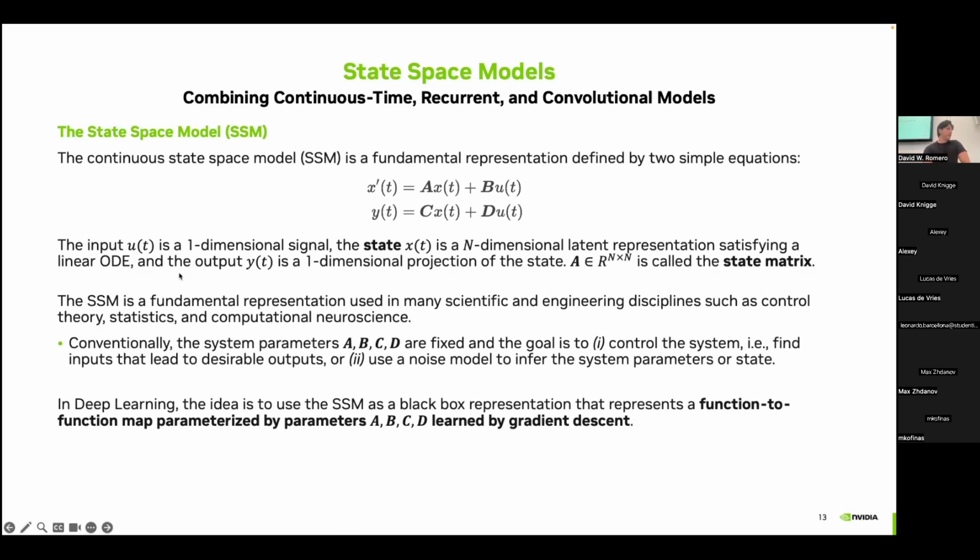Right, and so the input is a one-dimensional signal. The state is an n-dimensional signal, so you're projecting up. And then the output is also going to be a one-dimensional signal. So basically what you're doing is you are taking your input, you are expanding it into an n-dimensional space, doing operations there, and then you propagate back to a one-dimensional signal.